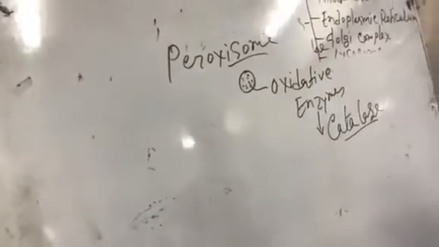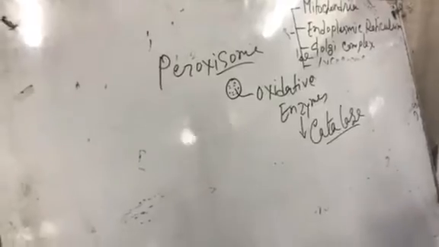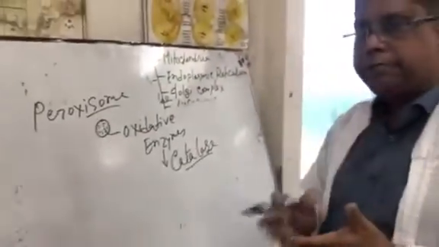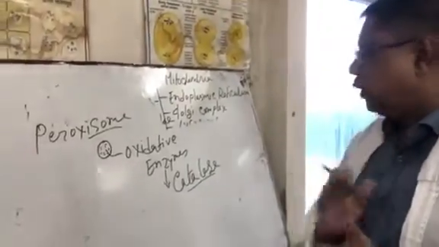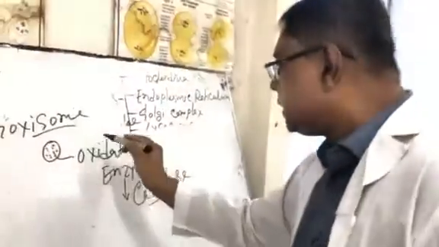In our cells, when cells are functioning, some bad elements are produced, and if these bad elements accumulate in the cell day by day, they will damage the cell. So they must be demolished or destroyed. And this is done by these oxidative enzymes present in peroxisome.